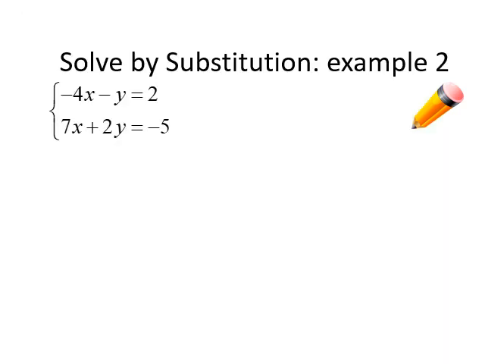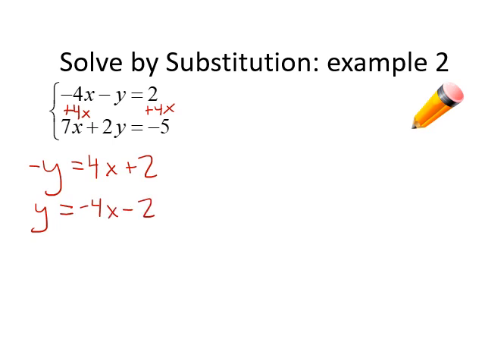Do the same thing for example 2. Again, I want to choose the easiest variable to solve for. I see a single y. It does have a negative sign by it in the first equation, but that's okay. We can get rid of that. So to get y by itself in that first equation, I'm going to add 4 x's. I now have negative y equals 4x plus 2, since the 2 was positive. And to get the y by itself, I divide that negative 1 throughout. So the signs switch on all of my terms. So I now have a single variable y solved for.